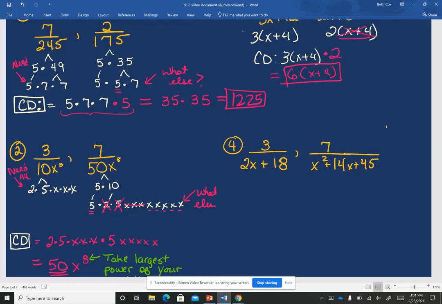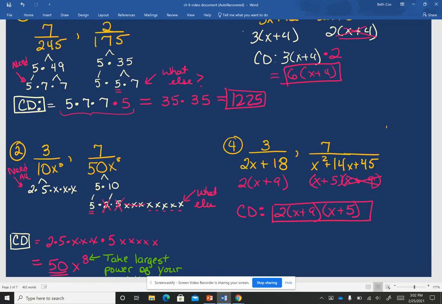Number 4, I'm going to factor. So that, again, is another GCF. This one is a trinomial. We need numbers that multiply to give me 45 and add to give me 14. That's going to be 9 and 5. All right. So now my common denominator, remember I take all of the first one. And then I ask, what else do I need? Well, look, I already have an x plus 9, so I don't need that. So I need an x plus 5. And that's my common denominator.